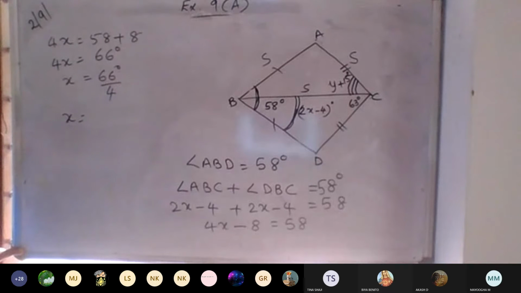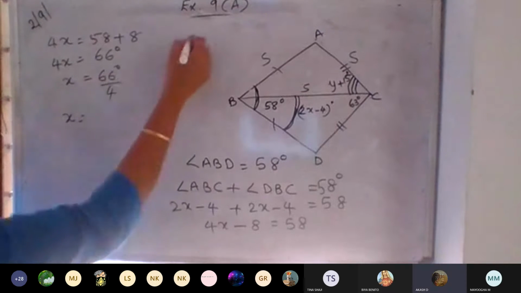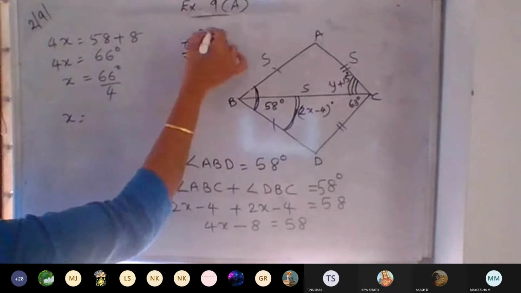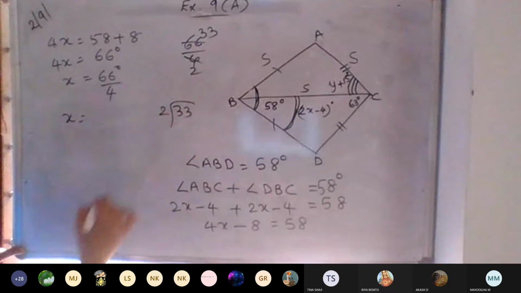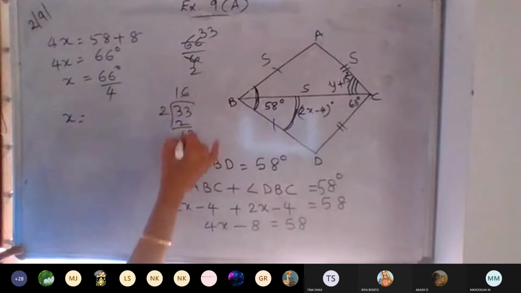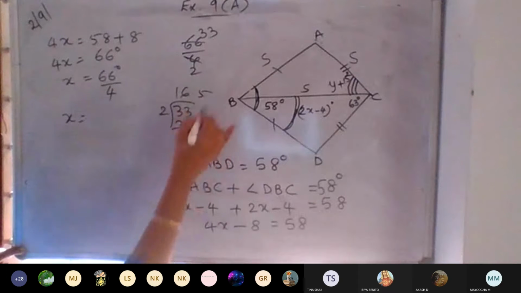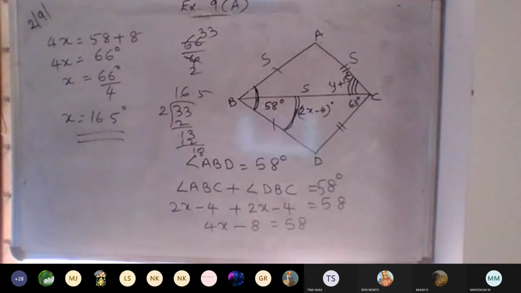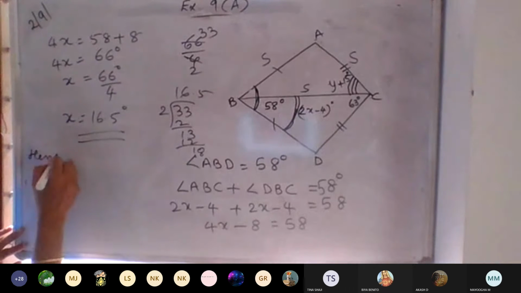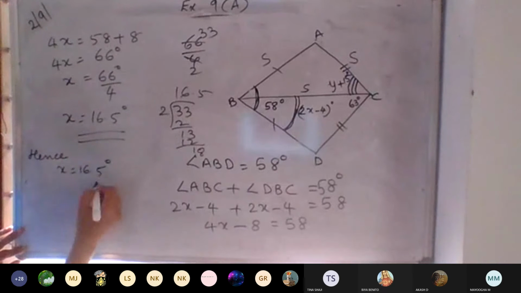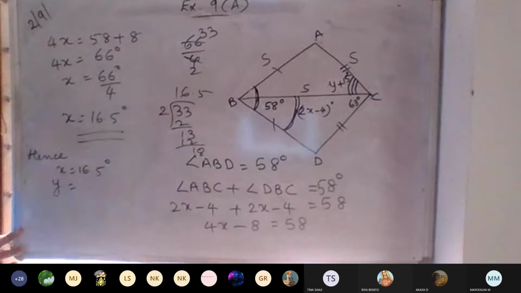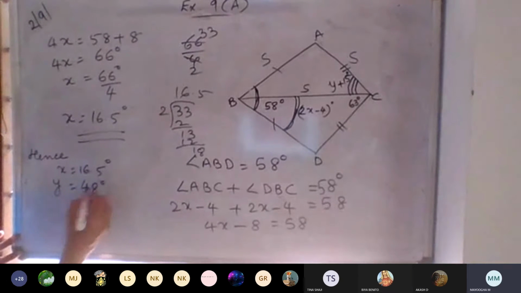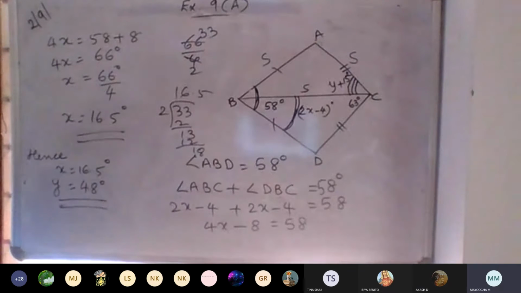Cancel first. 66 divided by 4, cancel: 33 divided by 2, which is 16.5 degrees. Therefore, we can write x is equal to 16.5 degrees, and y is equal to, what value did we get? Y is 48. So x and y we got.